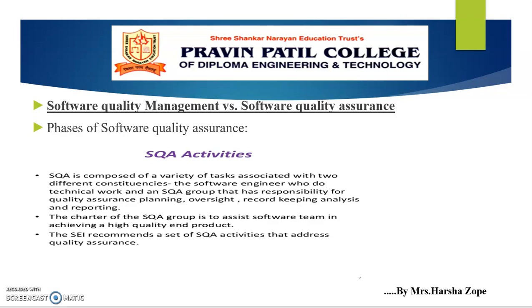The next is software quality management versus software quality assurance. In this topic, we have to find out the definition of quality. According to the ISO, that is the International Organization for Standardization, quality is the totality of characteristics of an entity that bear on its ability to satisfy stated or implied needs.